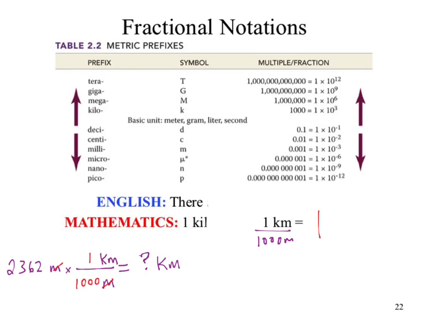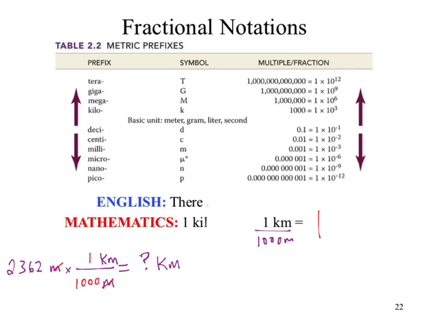2,362 meters times 1. I'm allowed to do conversions like this because what am I multiplying by? 1. That special case of multiplying by 1 is pretty phenomenal because it allows me to change the units. If that value there was not 1, this expression is invalidated. That's why I can do these conversions, which is pretty neat.